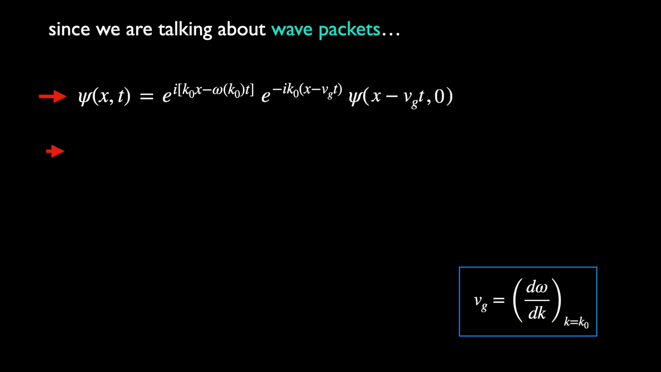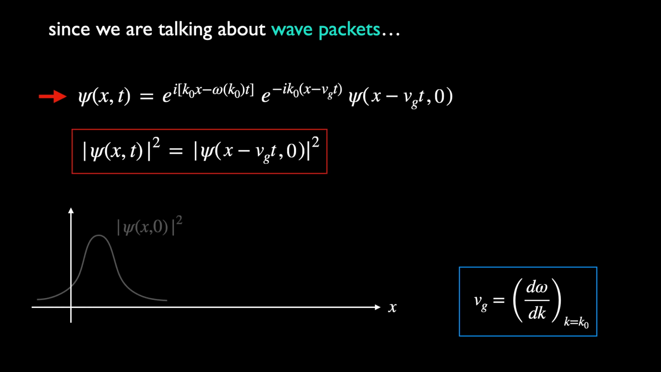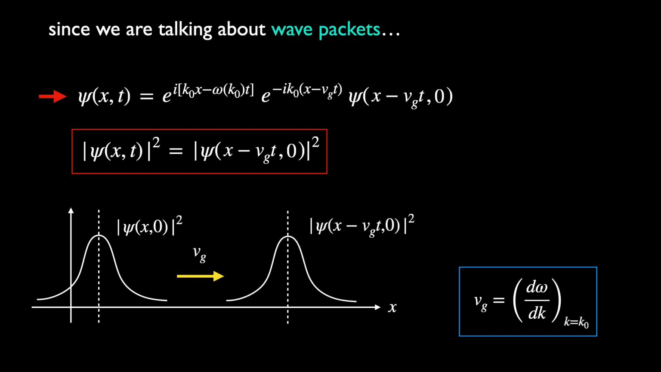From this, we have an equation telling us how the probability density over position space changes with time. Basically, the wave packet is translated along the x-axis with velocity v_g. This is why we call it the group velocity of the wave packet. More accurately, the width of the wave packet should spread out over time due to the initial uncertainty in its momentum. But due to our earlier assumption of this uncertainty being small, this effect is neglected.